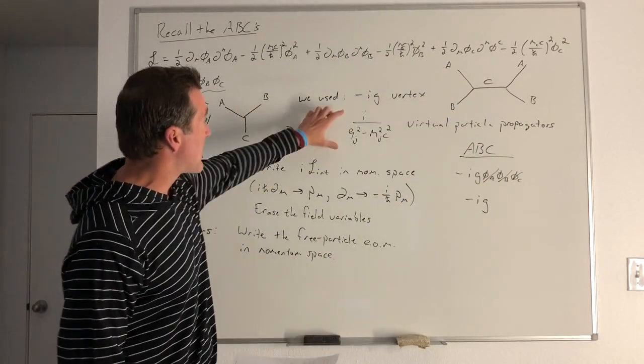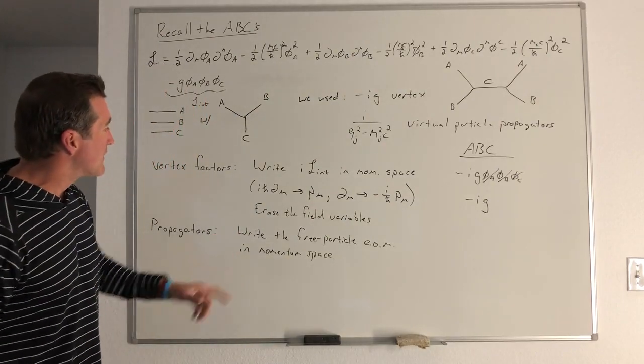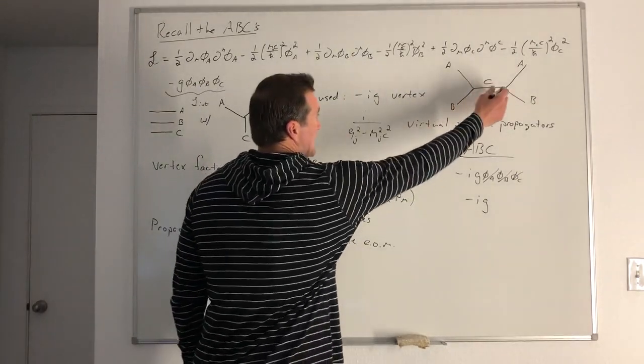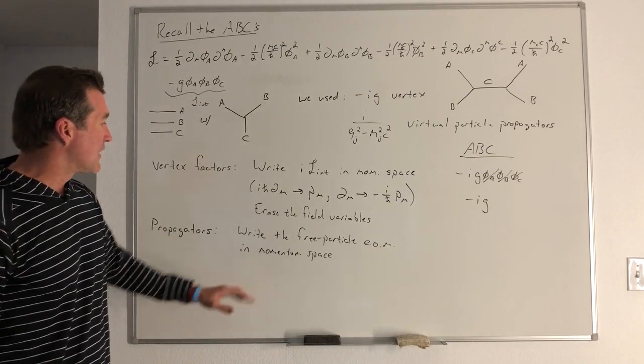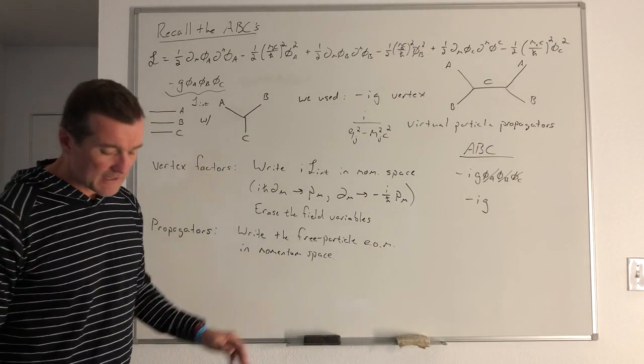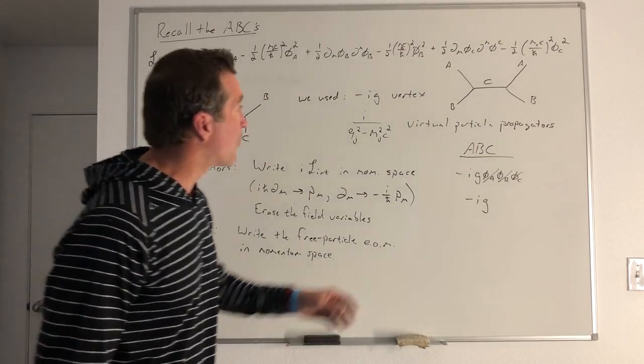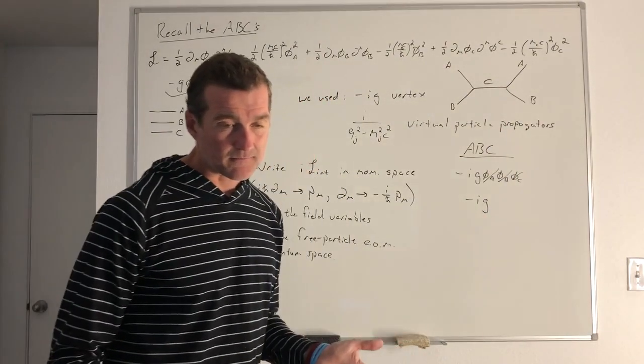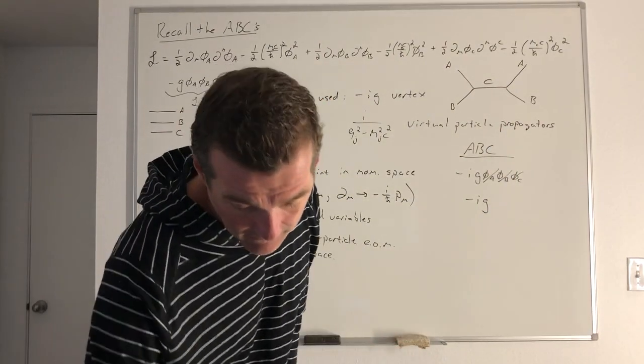Okay, so I want to derive this, so if this is particle C, we want to write down the free particle equation of motion in momentum space. Now, what kind of particle is this in this theory? Anthony.